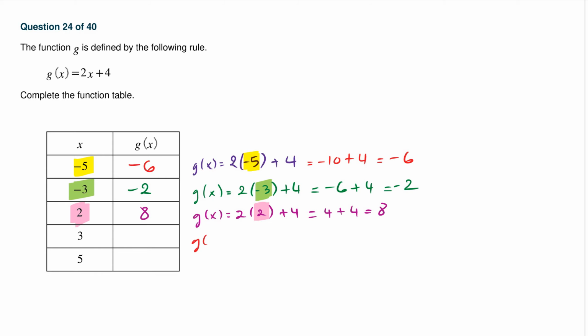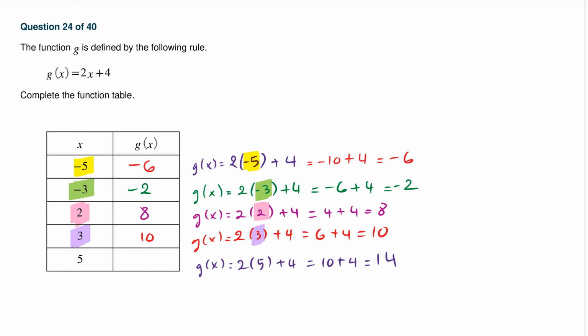Alright, and then next one, g of x equals 2 times 3 plus 4. 2 times 3 is 6, plus 4 is 10. Okay, what we just did is plug in 3. And then last one, we're going to plug in 5. g of x equals 2 times 5 plus 4. 2 times 5 is 10, plus 4 is 14.